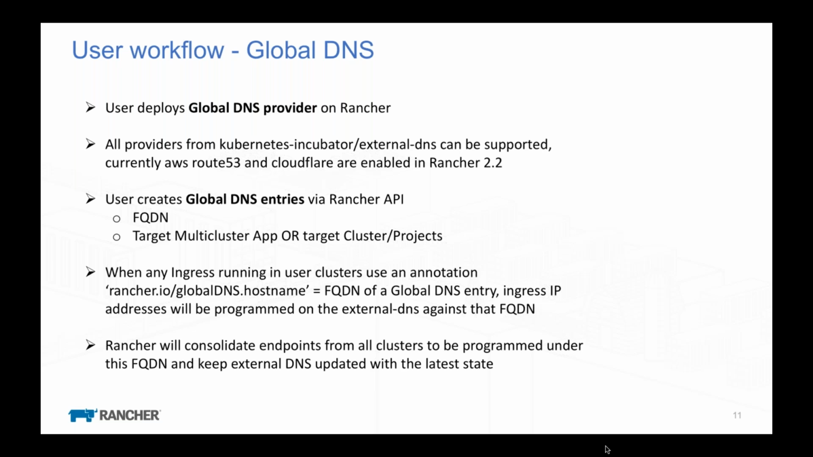After the initial programming, the Rancher controller will keep monitoring the state of these ingresses and will consolidate the endpoints from all the clusters to be programmed under this FQDN. If an ingress goes down, or if another host is added to the Kubernetes cluster and an additional ingress IP address is available, in all these cases the external DNS IP addresses or the endpoints of that FQDN are updated by Rancher's global DNS provider.